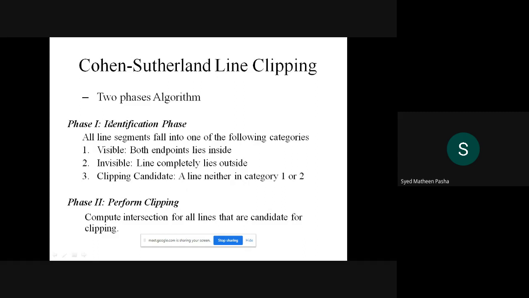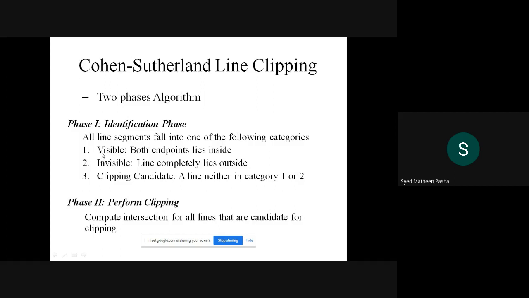So we'll check out what each phase does. The first phase is the identification phase, where all line segments fall into one of the following categories. As we saw some of these categories in the previous topic, line clipping, we saw some of the conditions as well as cases where you need to perform clipping. Similarly, the identification phase consists of two categories: one is visible, and the other is invisible.